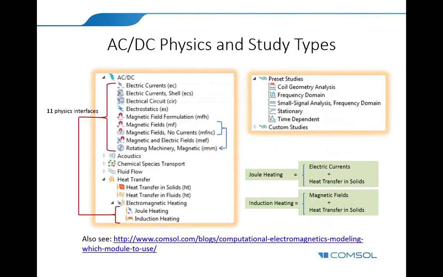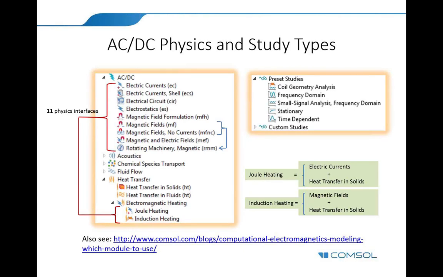In the AC/DC interface, there are altogether 11 physics interfaces, as you can see here under the AC/DC folder, but there are two interfaces actually under Heat Transfer. That's for Joule heating and induction heating. So here, Electric Currents, Electrical Circuit, and Electrostatics. These physics are used mostly for modeling resistive and capacitive effects, and the electrical circuit is for modeling lumped parameters to connect with the FE model for modeling the circuits.